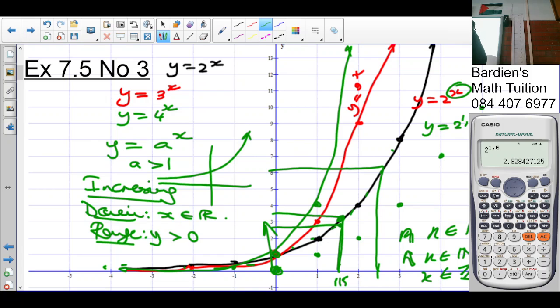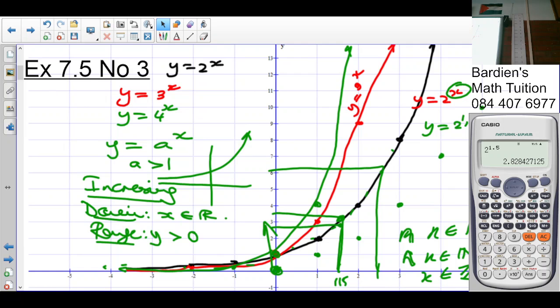But why do I draw the graph with those values? Because there are nice rational values to it. That's the reason why I chose those values. Okay, anything else? What other questions did I ask you with regards to that graph? What is positive?